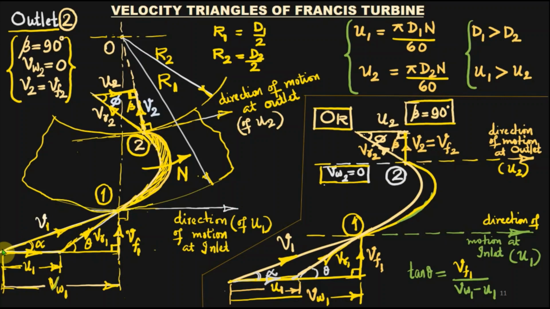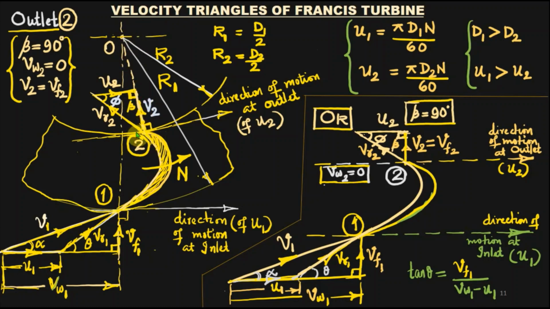This is similar to the velocity triangle we got in the case of the unsymmetrical moving vane, and the same terminologies can be used. Alpha is the guide vane angle or guide blade angle at inlet. Theta is the vane angle or blade angle at inlet. And now we will consider the outlet velocity triangle. In the normal case, the whirl component of velocity at outlet in the case of a Francis turbine is made 0. That means the flow is radial at outlet.